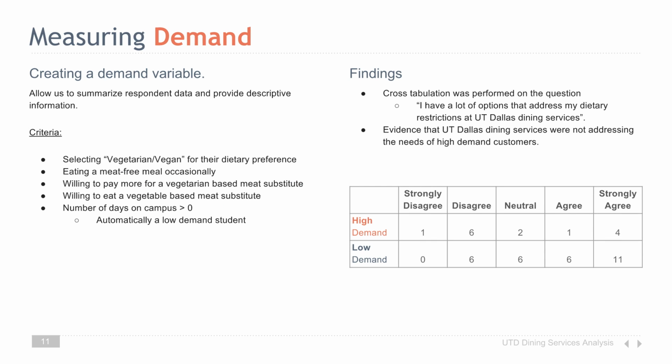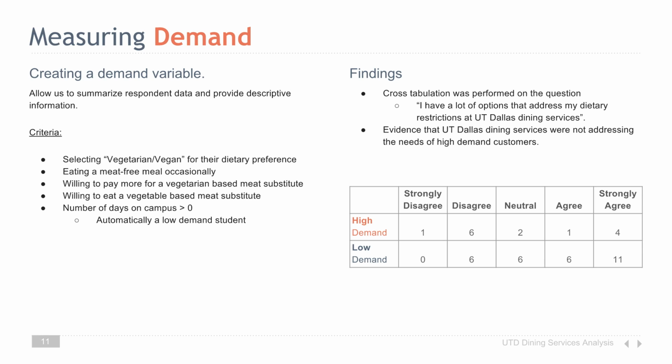In the previous slides, we just concluded that UT Dallas dining services are not adequately addressing dietary needs. Our hypothesis is that a vegetarian or vegan offering will provide more options that are satisfactory for the population. In order for this conclusion to be validated, we need to measure the demand for this offering and analyze how it applies. So we created a demand variable which represented if a respondent is likely to buy a vegetarian-based meat substitute, or a low demand group if they are not.